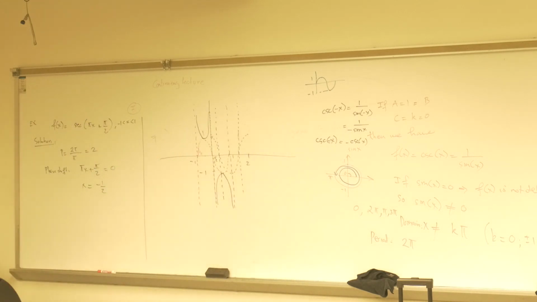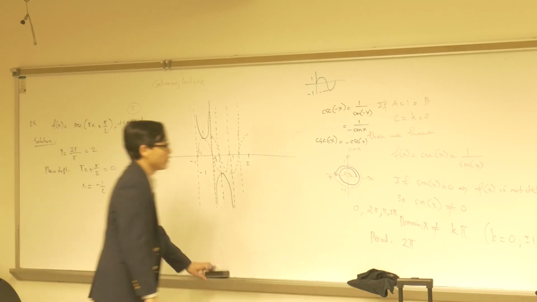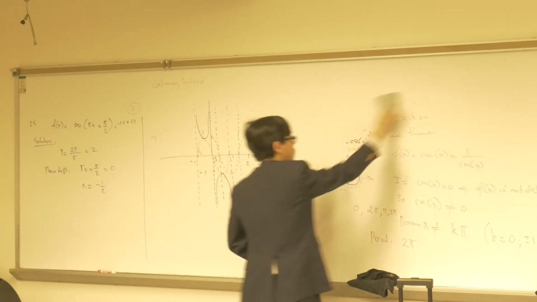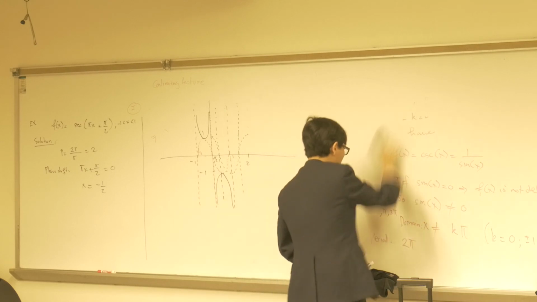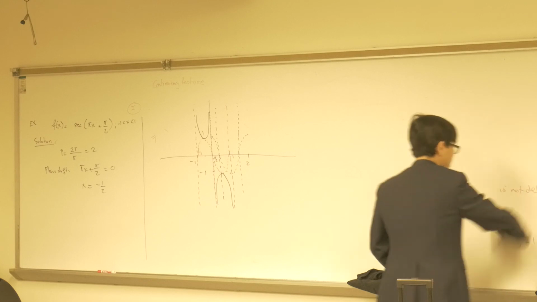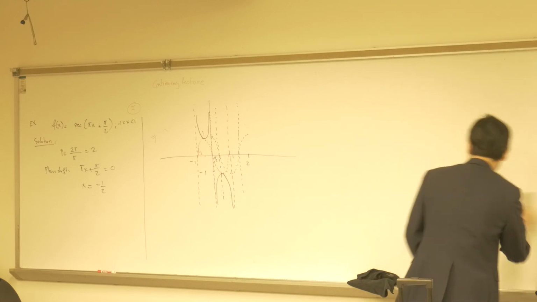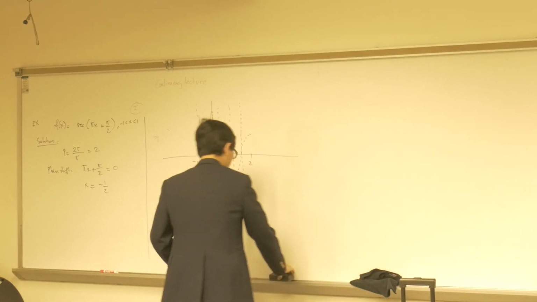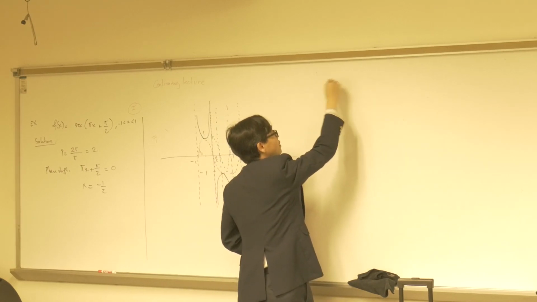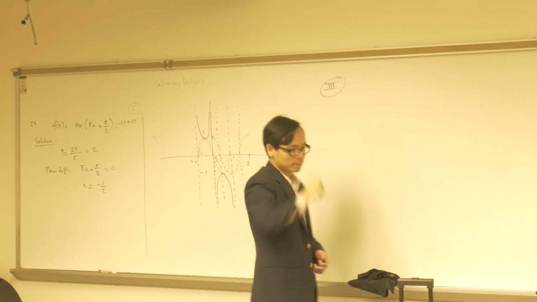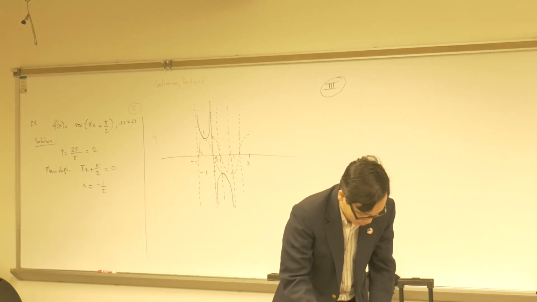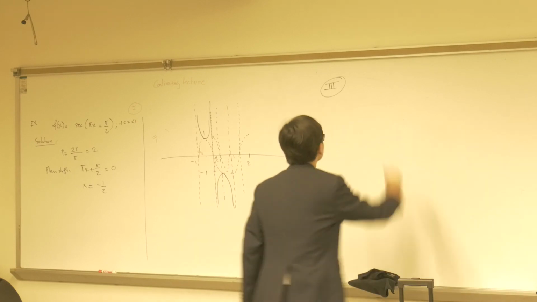Okay. Now let's do another function. Right now we've learned sine, cosine, cosecant, secant. There's another function. You guys want to know what it is? Tangent. Good. Let's talk about tangent. Tangent function.